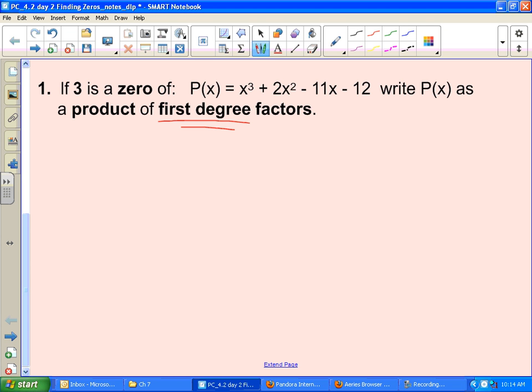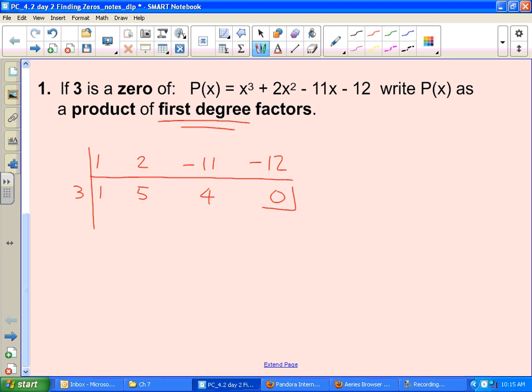So if 3 happens to be a zero, well, let's put synthetic division to work. You guys are going to be so good at synthetic division. 1, 3, and 2 is 5. 8 minus 11 is negative... wait a second. Did I miss something? Did I screw something up? 3 and 2 is 5. Oh, 15. 15 minus 11 is 4. There we go. And then I get a 0.